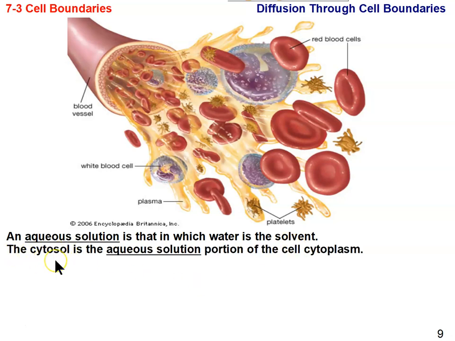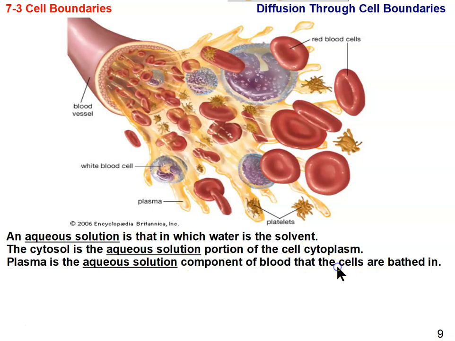The cytosol, remember that's the liquid or the aqueous solution portion of the cytoplasm, that's an aqueous solution. Plasma in blood, which is the liquid that we're seeing here in this diagram of blood, is an aqueous solution. It's the aqueous solution component of blood. And the cells are suspended and bathed in that aqueous solution.